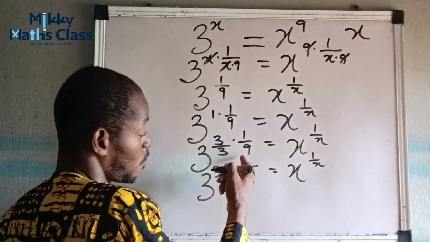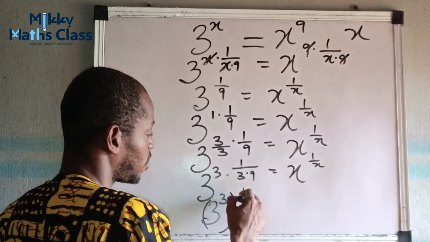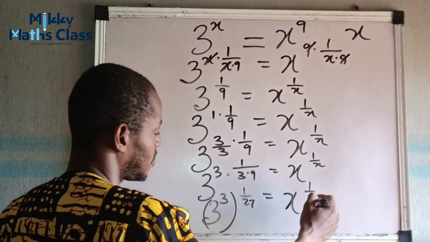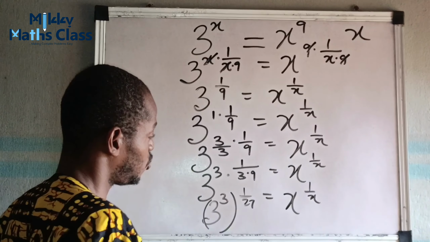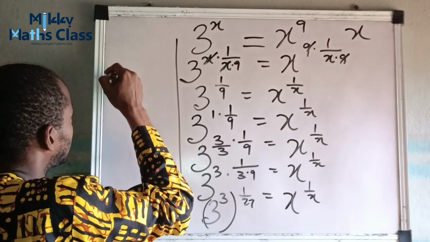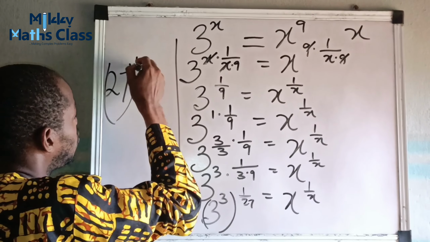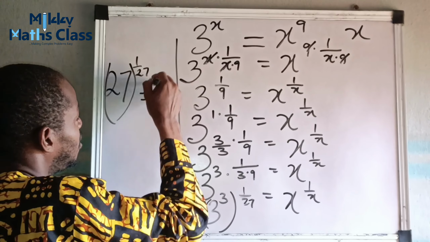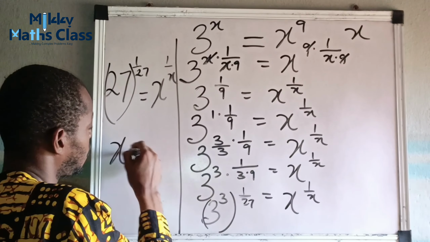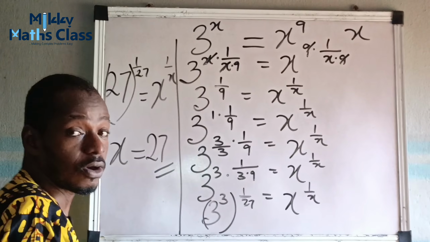So this 3 raised to the power of 3 raised to the power of 1 over 27 is equal to x raised to the power of 1 over x. We are done. 3 raised to the power of 3 is 27. So let me finish it up here. So that's 27 raised to the power of 1 over 27 is equal to x raised to the power of 1 over x. So our x therefore is 27 when we equate the base or the powers.